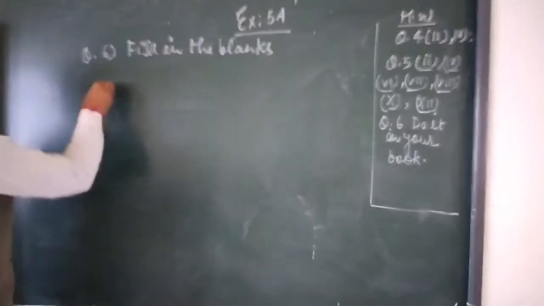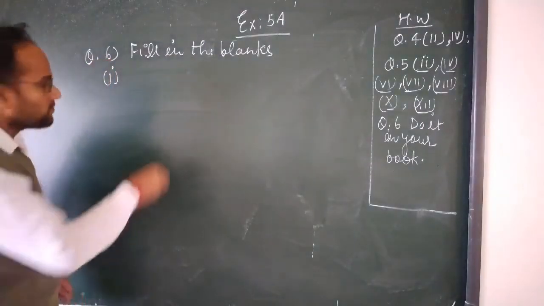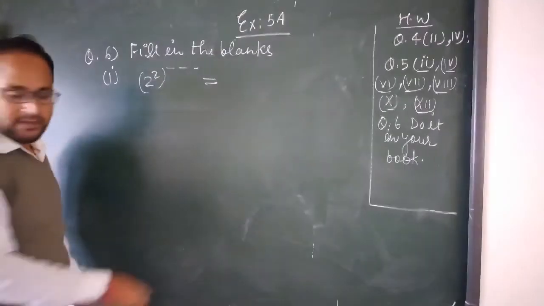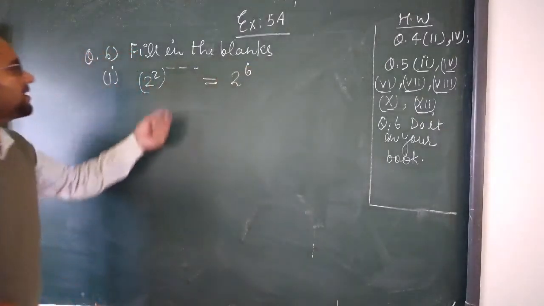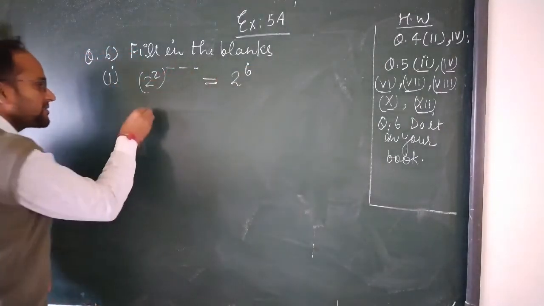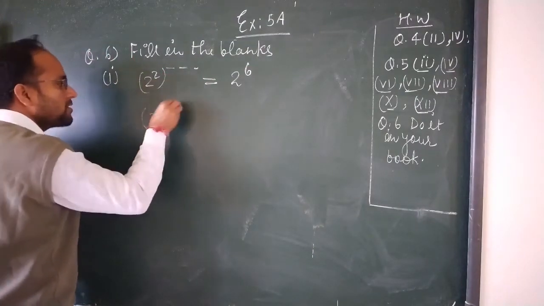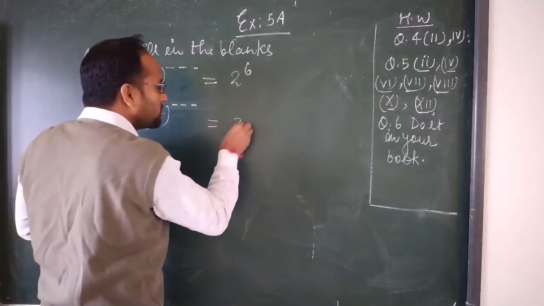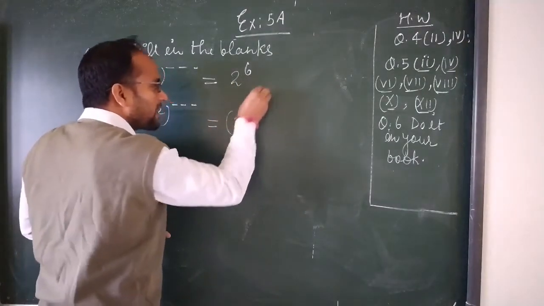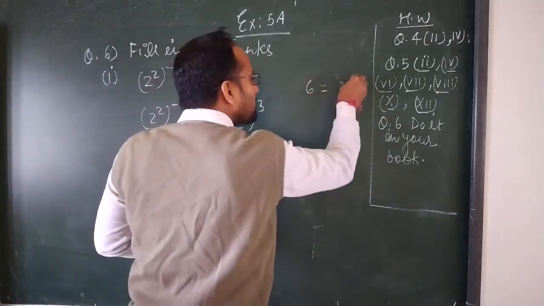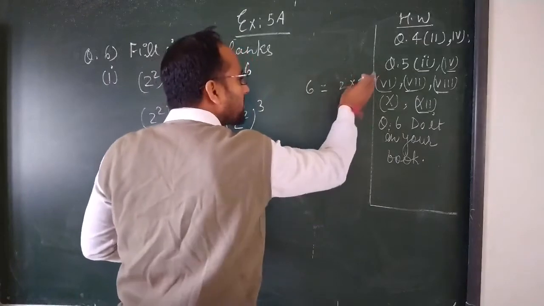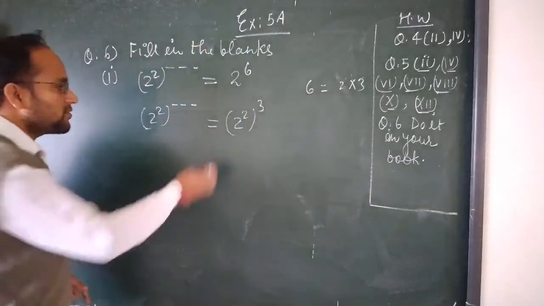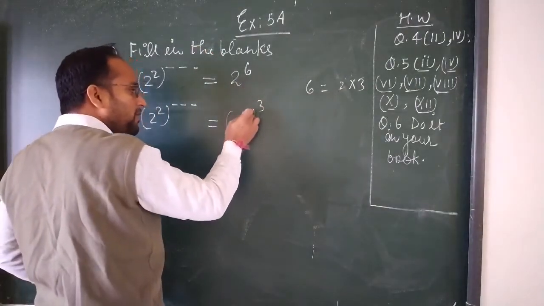Here I will explain some questions. The first one is 2 to the power 2, then blank, is equal to 2 to the power 6. So you will find the value of this blank. I think it is very easy. Suppose this blank is equal to x. Then you write 2 to the power 2, to the power x, equal to 2 to the power 6. Can you write this 6 as 2 into 3? You can write 6 as a product of 2 into 3. So here I will write 2 to the power 2 to the power 3.